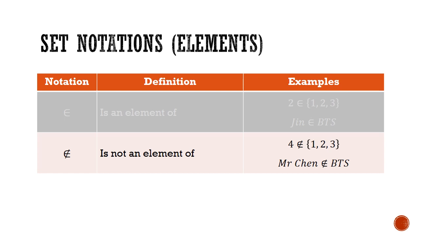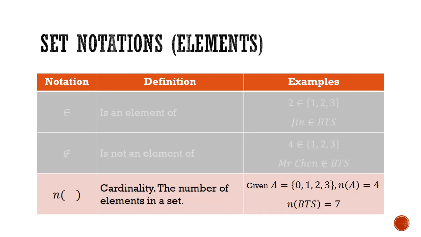If we cancel away the E, this symbol now means that it is not an element of. Like 4 is not an element of the group comprising 1, 2, and 3, or we can always say that Mr. Chen does not belong to the group BTS.